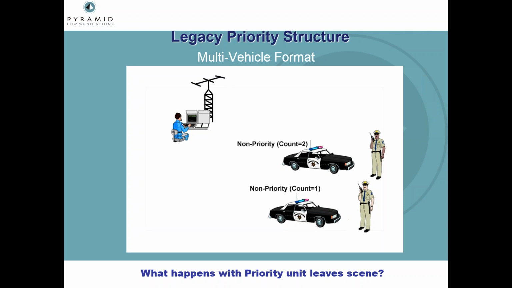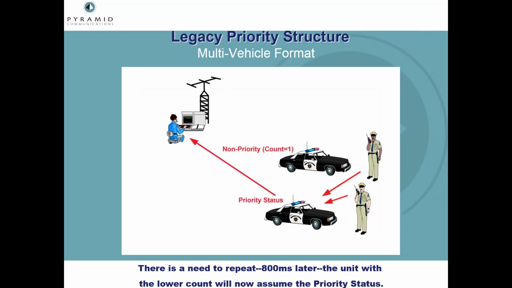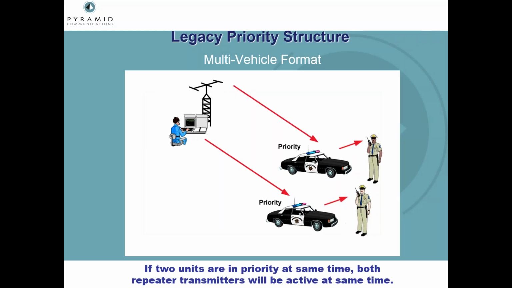Even though there's 2 units on the scene left over, they're both in non-priority. There's nothing that told them to take priority yet. But if there is a condition to repeat in legacy format, what will happen is the units will decrement their priority counter, and whichever unit hits 0 first is going to take over the priority, assume the priority status, and begin repeating traffic. And the unit number 1, the first one on the scene up at the top here, is going to decrement, hit count 1, but then it's going to start seeing traffic. It's going to stop counting down and allow the new priority unit to handle all of the traffic on the scene. Okay?